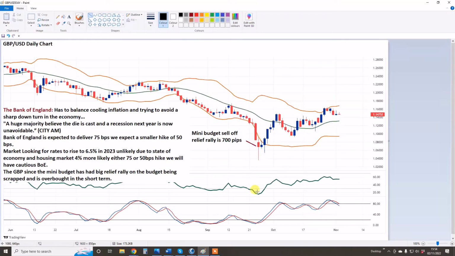Right, let's go over and take a look at the opportunities. On GBP USD, I'll just quickly review the fundamentals, then do the technicals on this chart and then the others.